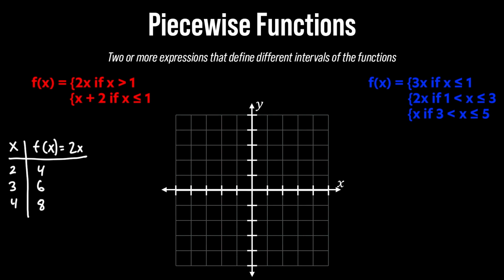Now on the graph here, we're going to go up by 2. So at 2, we're going to have 4. At 3, we're going to have 6. At 4, we're going to have 8. So this part of the function is going to look like this.